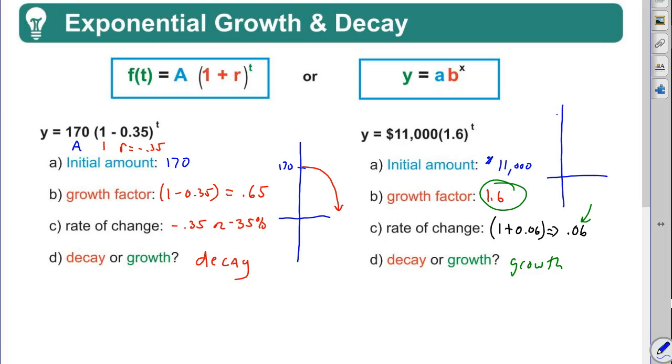What would the sketch of this look like? In this one, we're starting at the $11,000 initial amount. And this is a growth, so this one is going to grow, right? Something of that effect. All right, exponential growth, exponential decay.